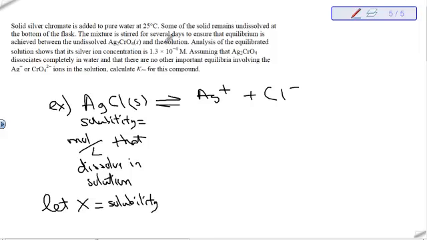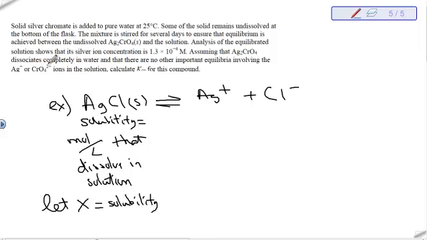It says it's waited several days, so we make sure equilibrium is established. And in that solution at equilibrium, the concentration of silver is 1.3 times 10 to the negative fourth power. Assuming that silver chromate dissociates completely in water and that there are no other important equilibria involving them, calculate KSP.